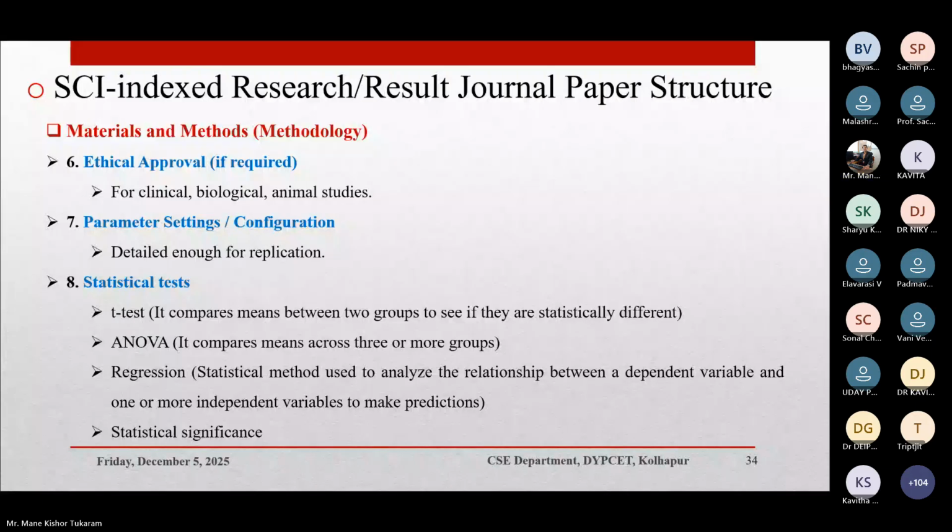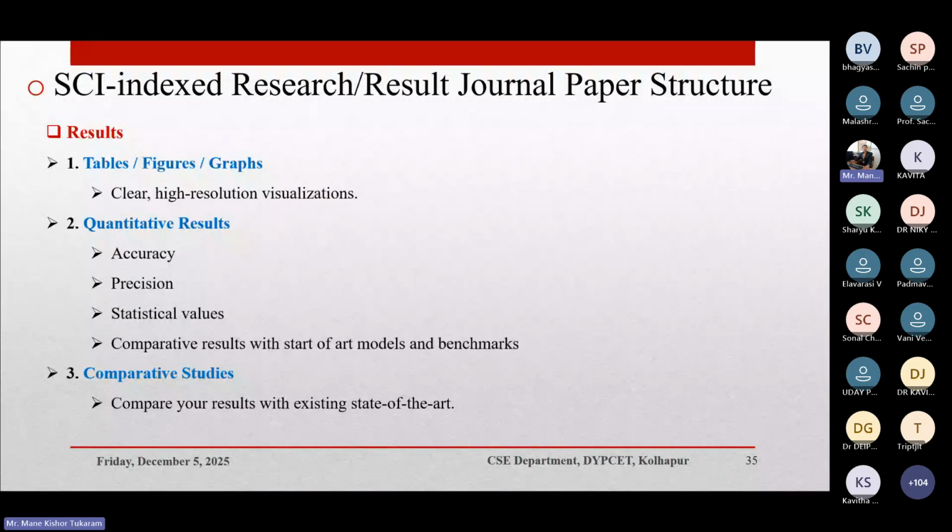Okay. Then inside the results section, we need to write the tables, figures, and graphs to visualize our results. Then again, we need to write the different parameters through which we can evaluate different state of the art models, or we can take benchmarking models to compare our results with their results. Okay, so those are under the quantitative results, and we need to compare the various studies with the existing state of the art models, so that we can write the findings related to our research.